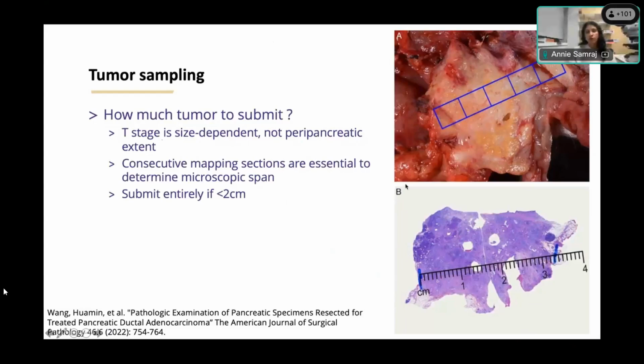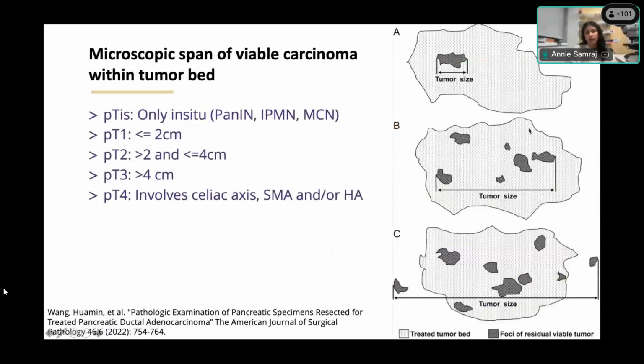So what we want to do is get consecutive or serial sections to determine the microscopic span. Because pancreatic cancer is the poster child for desmoplasia, right, for desmoplastic reaction. Here what you're looking at feels firm like a carcinoma, but most of it might actually just be desmoplasia. So we don't know here if this tumor measures 5 centimeters grossly. We don't know if inside we have cancer or not. So this is why we do the microscopic span.